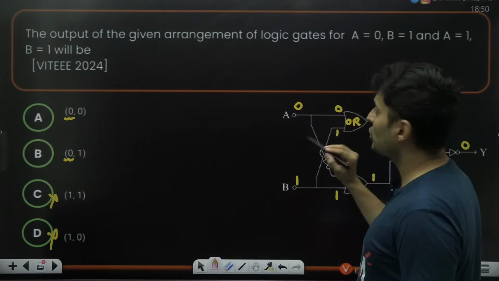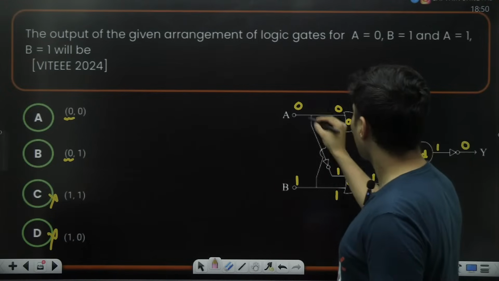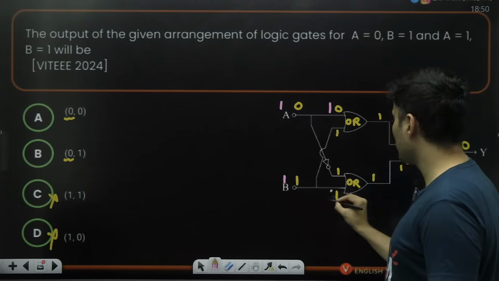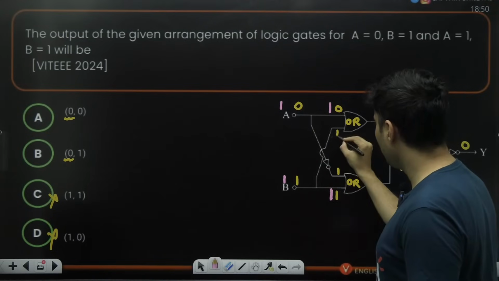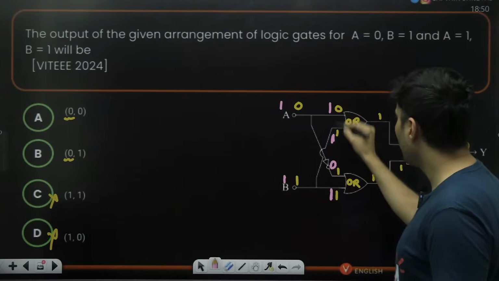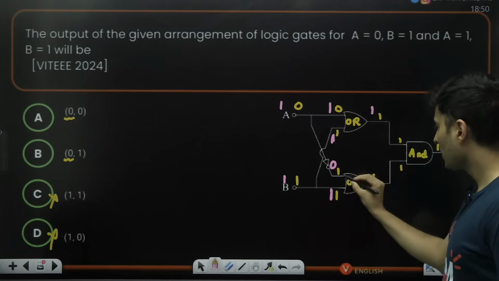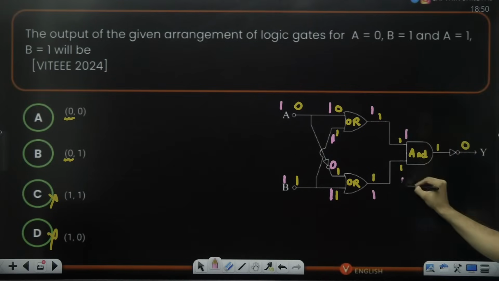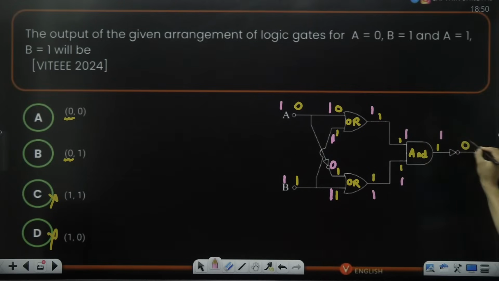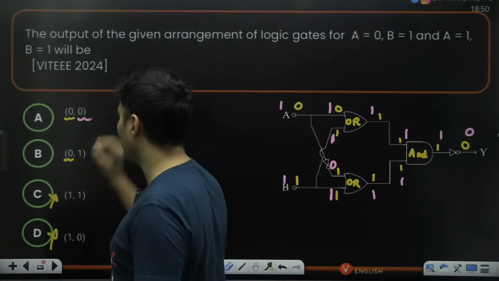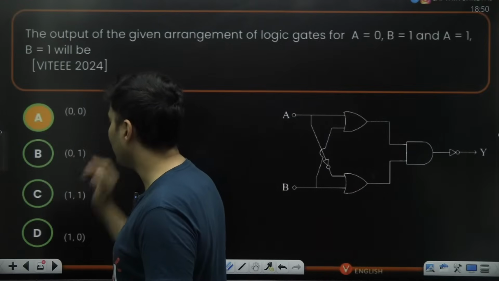Now, the next one is A is 1, B is 1. So if A is 1, this is also 1, B is 1, this is also 1. This B will also go over here. This 1 will become negative, will become 0. 1 or 1 is 1. 0 or 1 is also 1. This 1 and this 1 will come here. 1 and 1 is 1. 1's opposite is 0. So the answer is still going to be 0. Yes, so option A is the right answer.